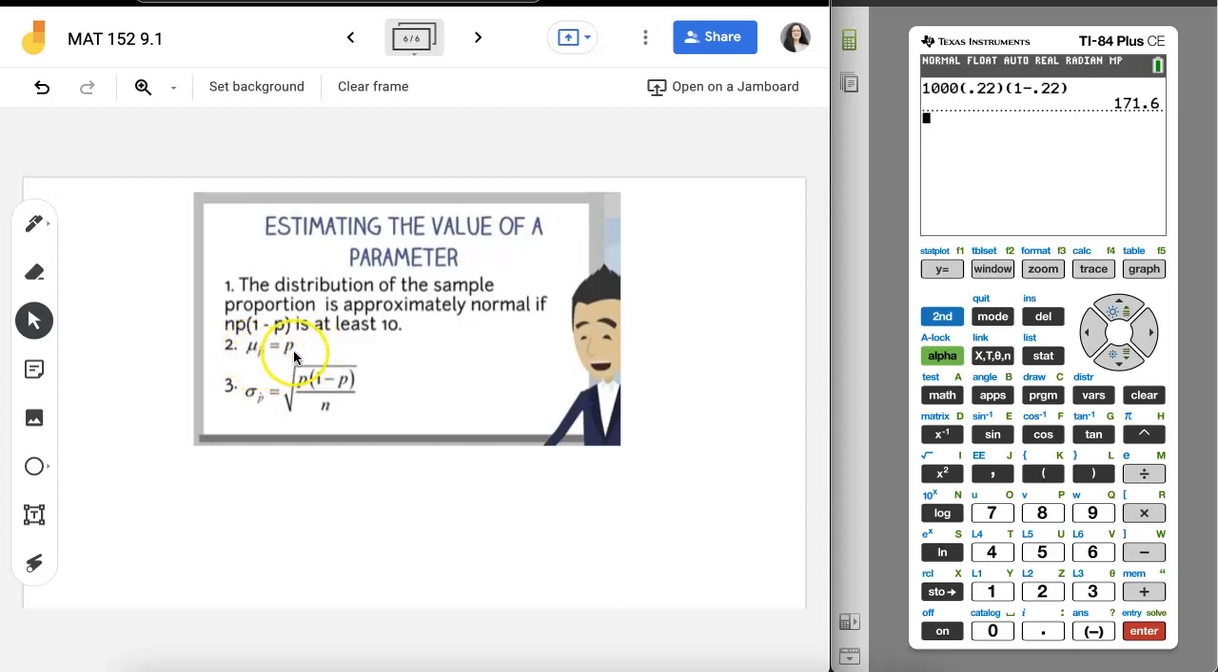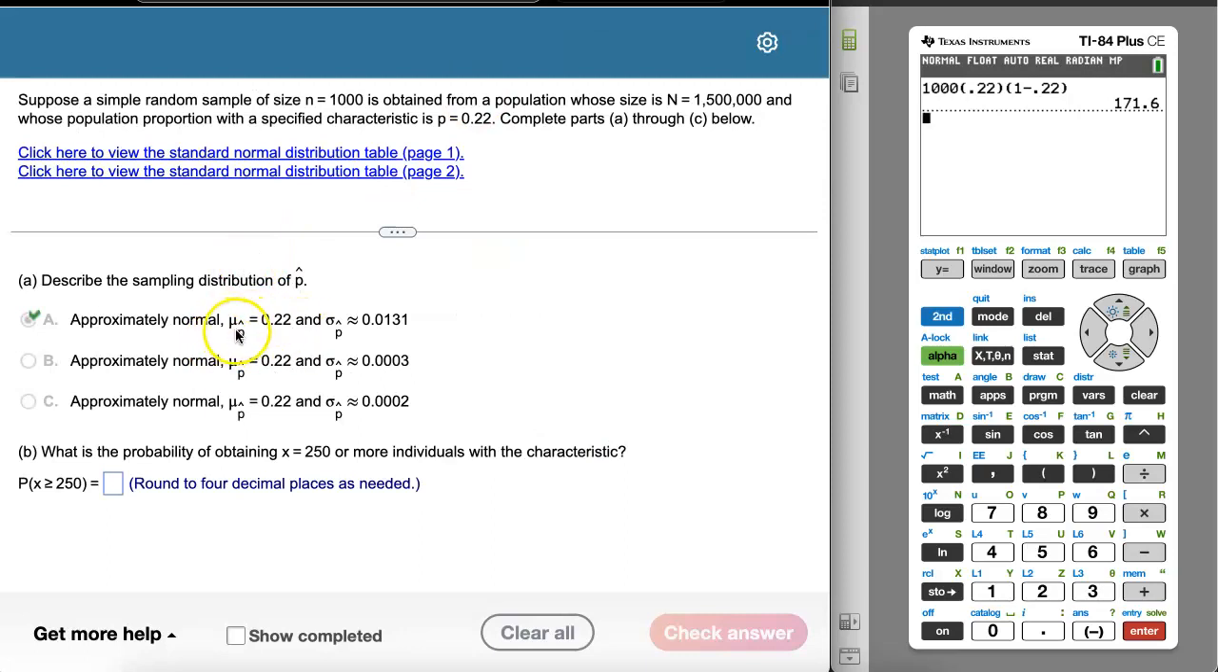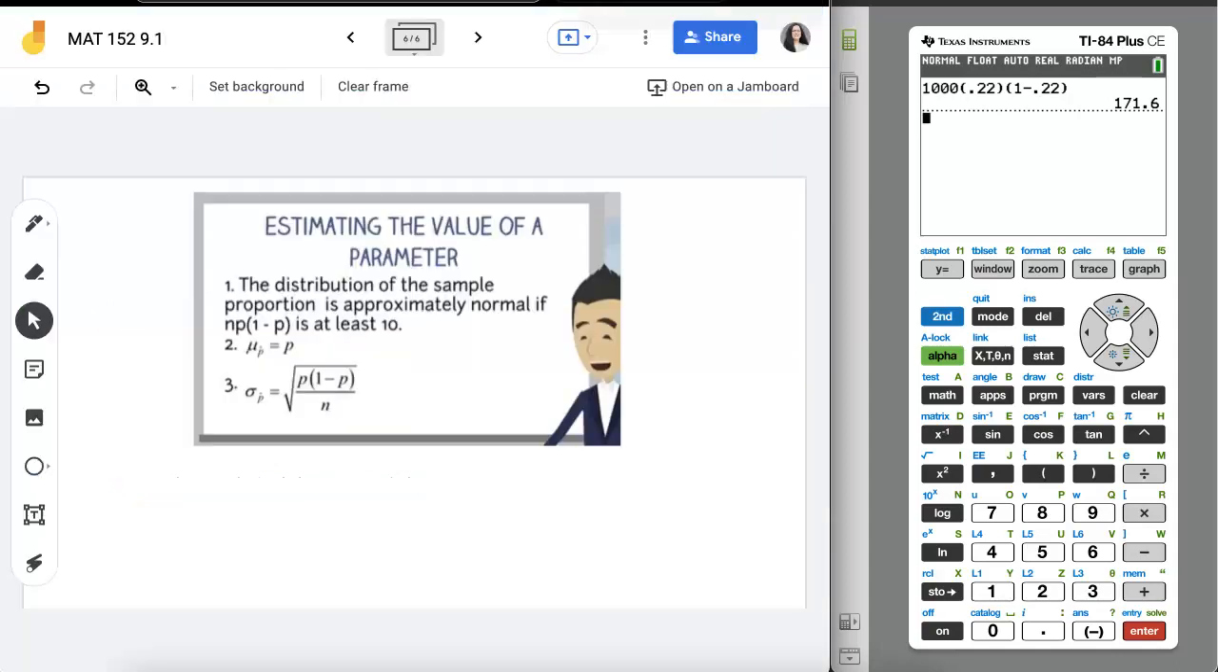Finding the mean is pretty simple. Those two are equal here. The mean of the sample proportion and the population proportion are equal. So we can see here that this is the best answer choice, where p equals 0.22 and mu of p hat is also 0.22. But getting sigma, let me come back one more time, I need to calculate sigma of p hat.